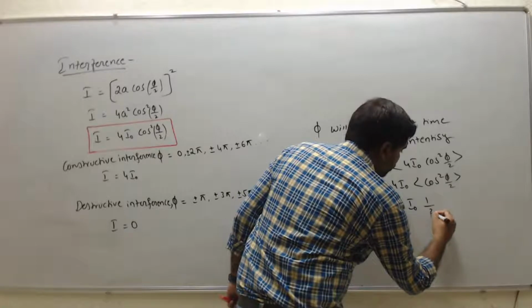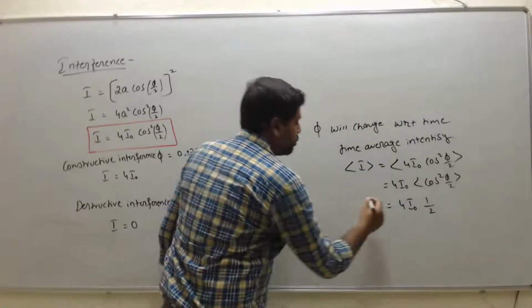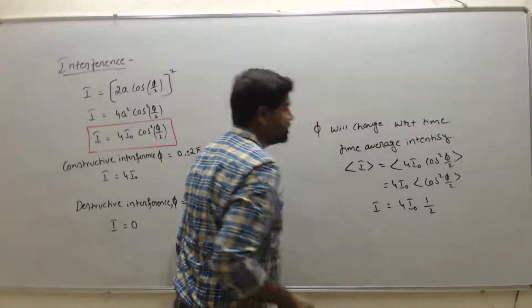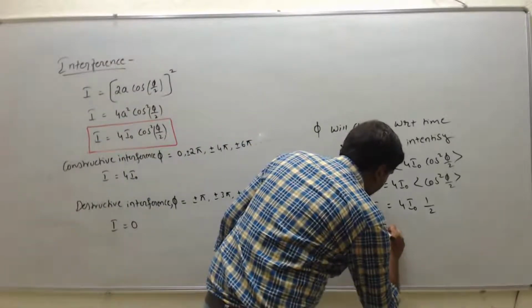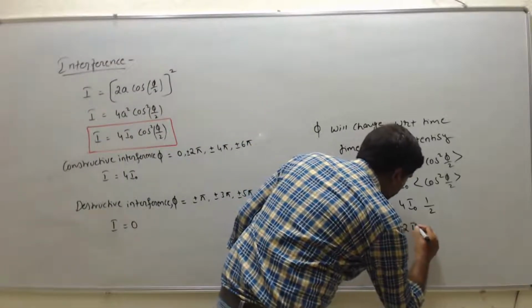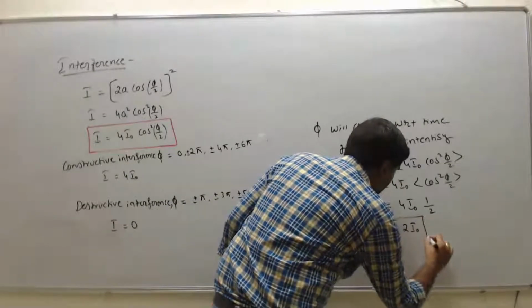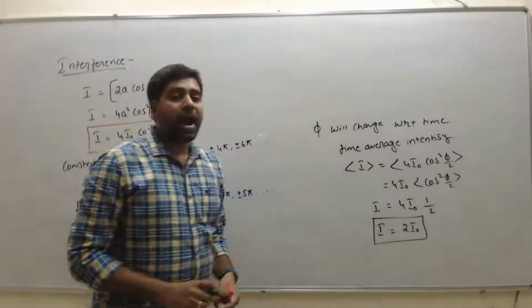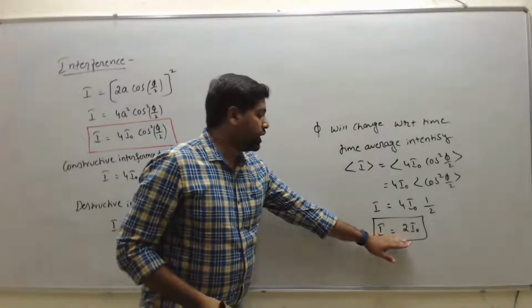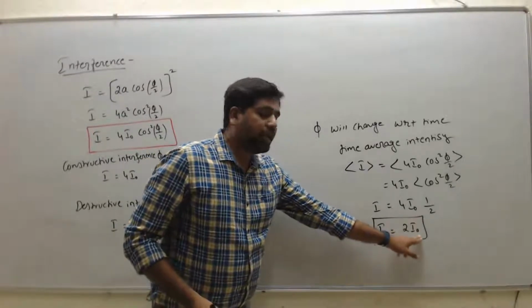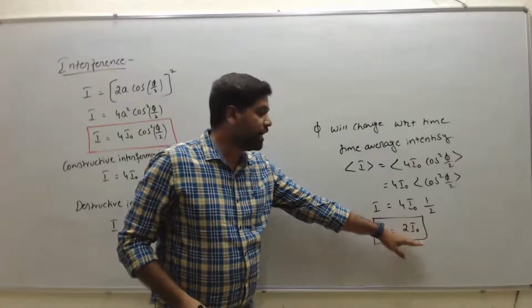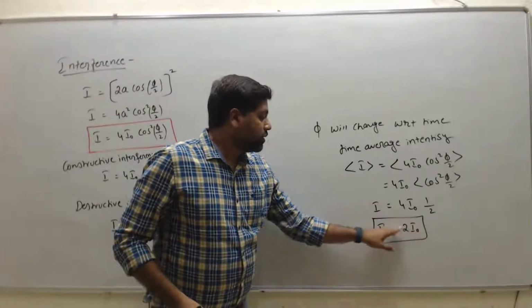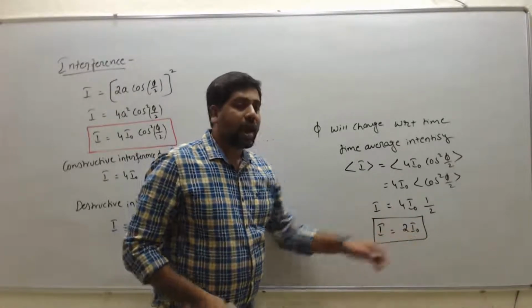The average value we can write as 1 by 2. Then intensity I is equal to 4 I naught times 1 by 2, so I is equal to 2 I naught. That is, intensity adds up at every point. Here I naught is the intensity of each individual wave, and the resultant intensity is the sum.